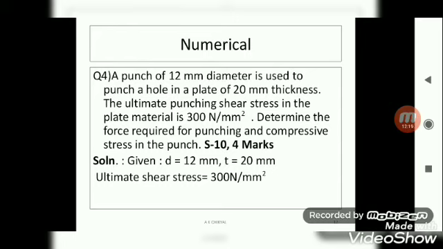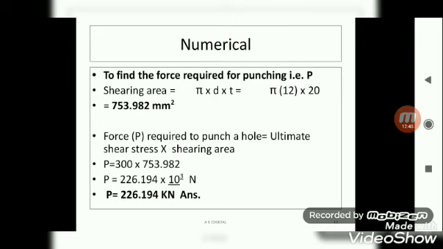Given: D is equal to 12 mm, thickness T is 20 mm, ultimate shear stress is 300 Newton per mm square. To find the force required for punching, that is P. Now we have studied punching force, here is a compressive force and shearing force. That is, compressive force and shearing force here are the same, but the area of effect is different.